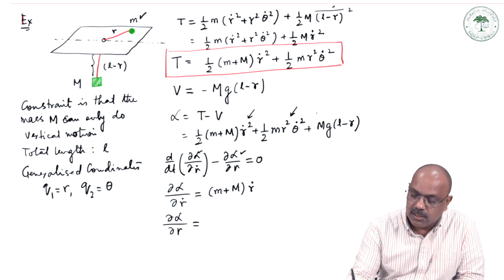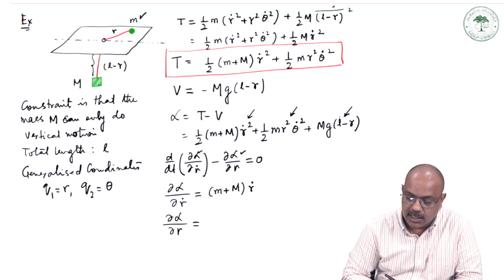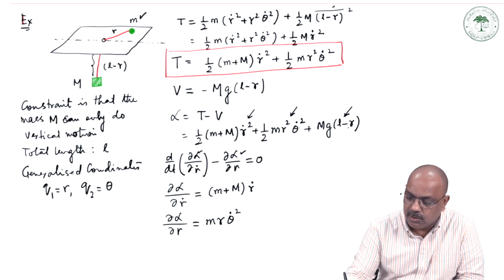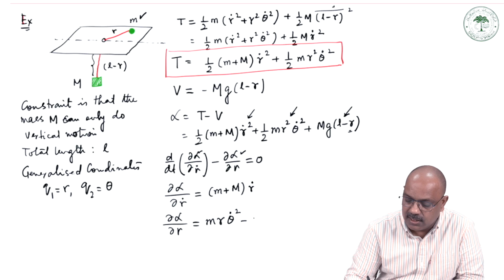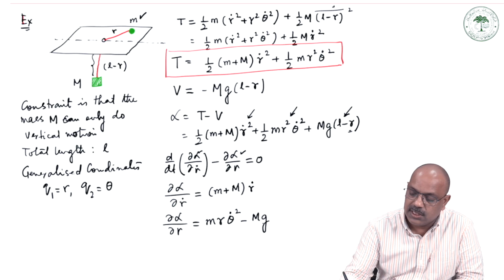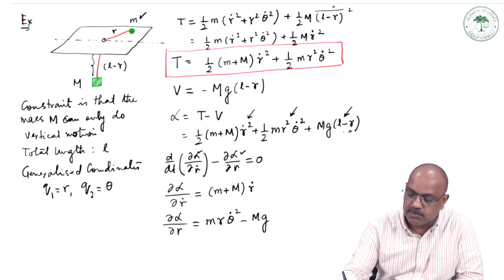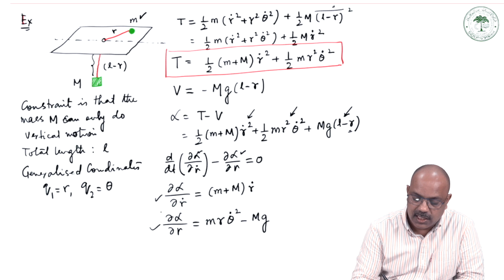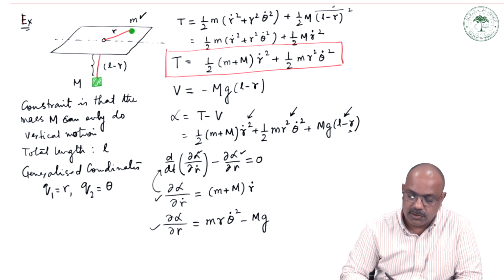So r appears here also and here also, so from here I get m r θ̇², and from here, because r is here with the negative sign, minus mg, because mgl is not there, so this is going to be minus mgr, giving mg. So once I have these two, I can put them into this equation to get the equation of motion.